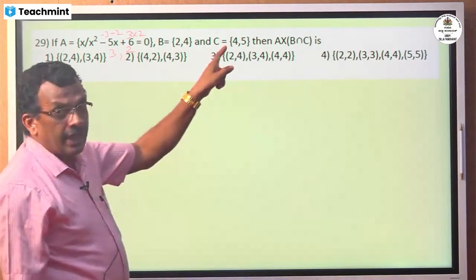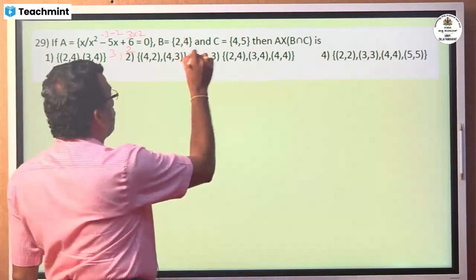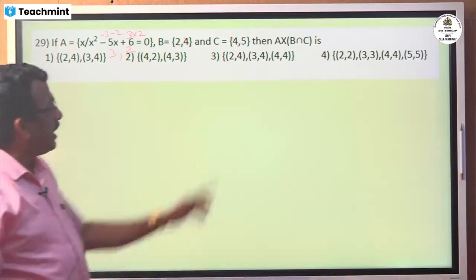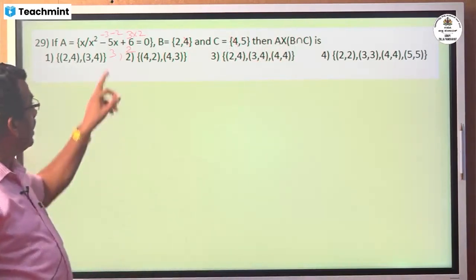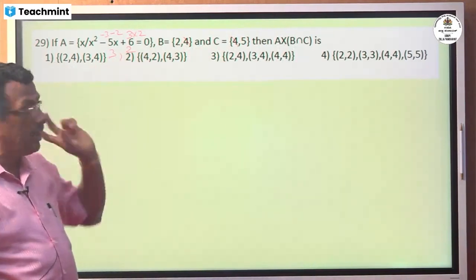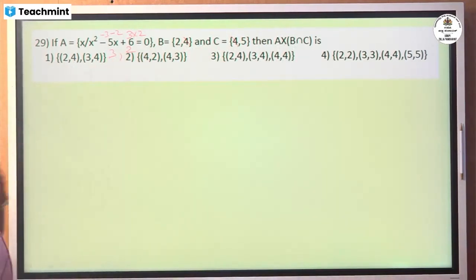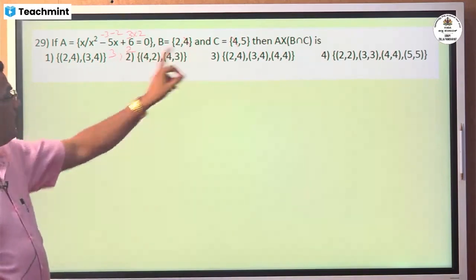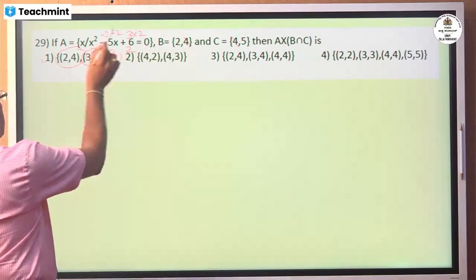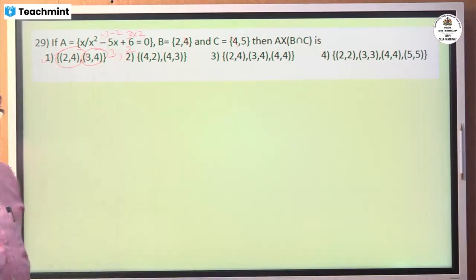B and C are given. The common element is 4. So the set contains only the element 4. Then A cross B intersection C is... Here two elements, here one element. 2 cross 1 is a set with 2 elements. Which are they? (3, 4), (2, 4). (3, 4) and (2, 4) are the elements in the first set. Hence your solution is the first option.